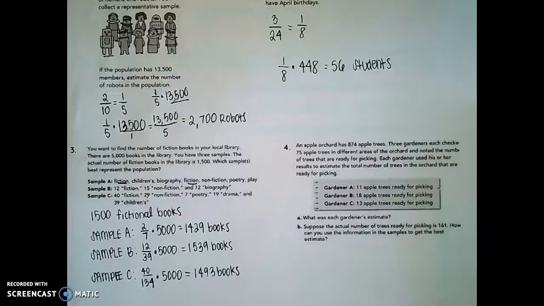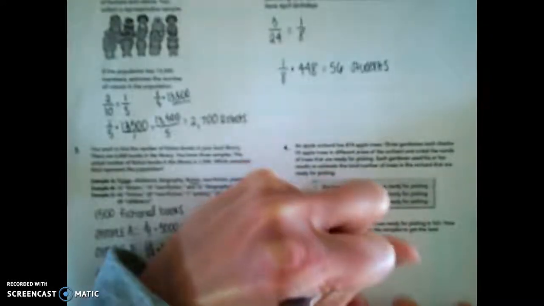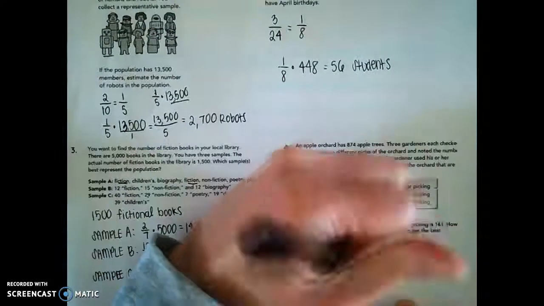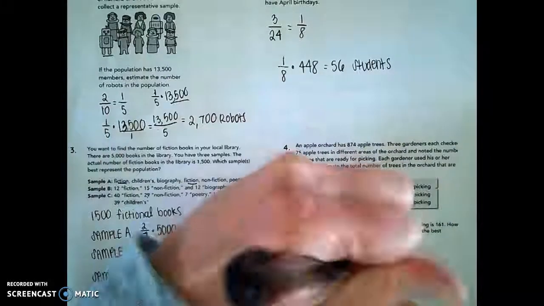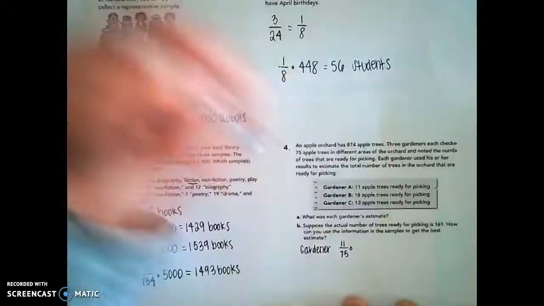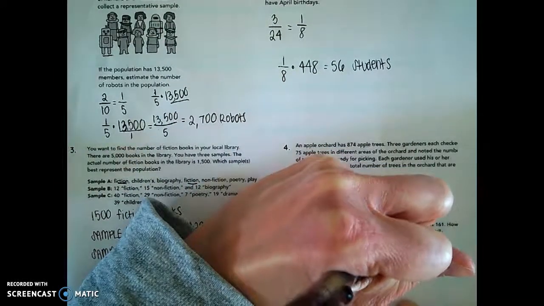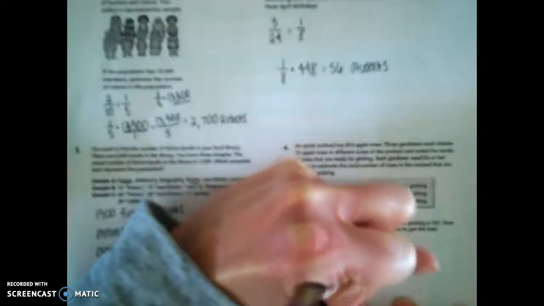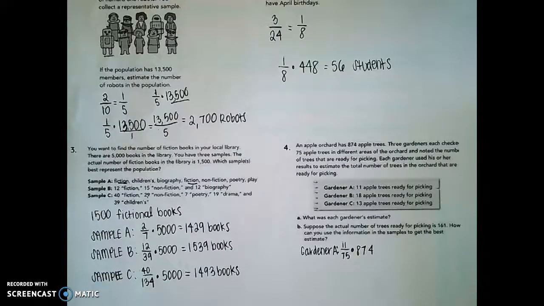So on your own, I want you to try to find each of these gardeners' estimates. So remember that when we find the estimate, we take our number, so for instance, for gardener A, we are going to take the number that they got out of the number that they checked. So each gardener checked 75, and then we're going to multiply it by the total number of trees in the orchard to figure out how many were ready for picking. So the work is already shown for gardener A. You can use that work and then try to find the estimate for gardener B and then gardener C.